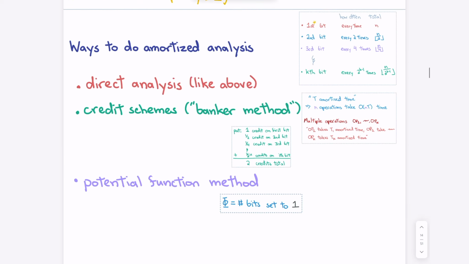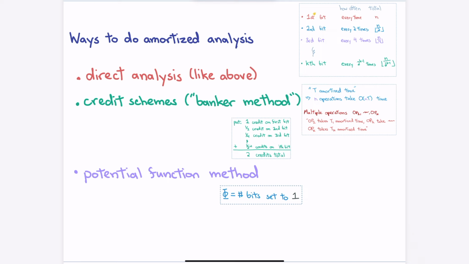All right, so those are the three methods by example of counters. Just a direct analysis, appealing directly to the definition. Credit schemes, where you think of it as, I pay for work for later. And the potential function method, where you find some way to take your data structure and capture the pent up work ahead of you with an appropriate sentence description.